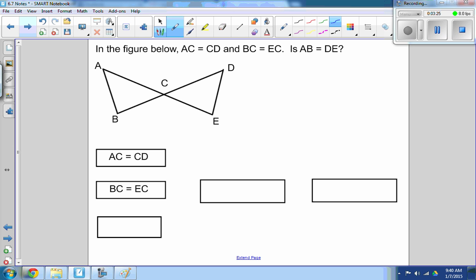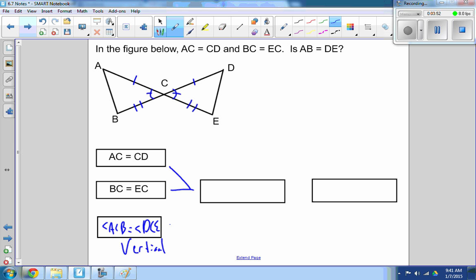So let's look at one more example here. AC is congruent to CD. BC is congruent to EC. And the question is, is AB equal to DE? Well, we know vertical angles are congruent, so we can say angle ACB equals angle DCE. Again, that's vertical.